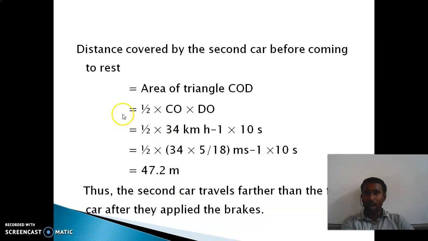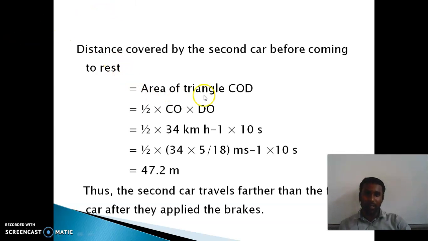Next, car B: the distance covered by the second car before coming to rest. Same way, what is the second line? They gave one line, a different color line, I think. So in that case, we just find the area under that.